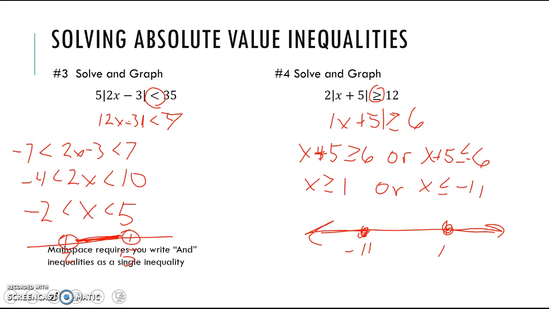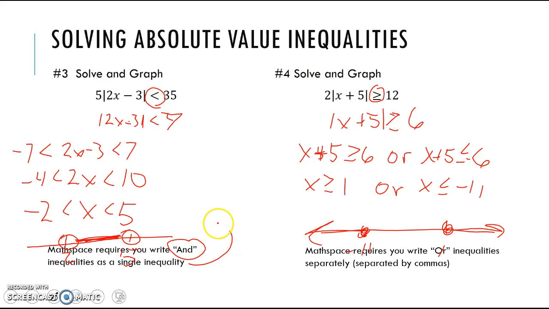All right, so let's take a look, first of all, at these two statements here. In MathSpace, they require and statements to be written as a single statement. So it'd have to be written like this, as opposed to x is less than 5 and x is greater than -2. If you have an or statement, they don't use the word or, they just use two separate inequalities separated by a comma, and you wouldn't need to include the or. And that's how your homework will look like when you use MathSpace.